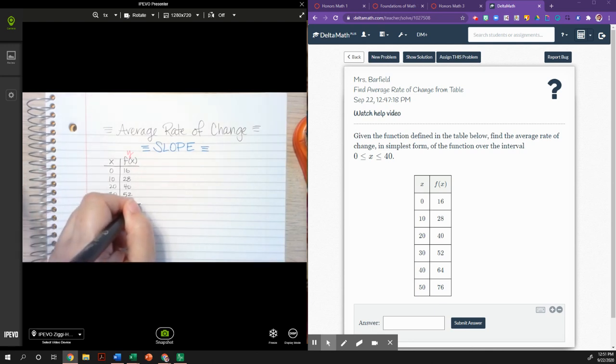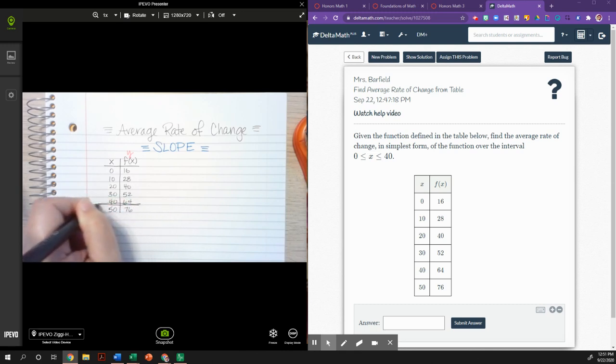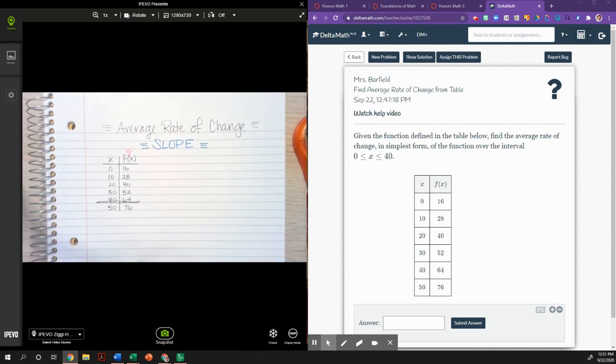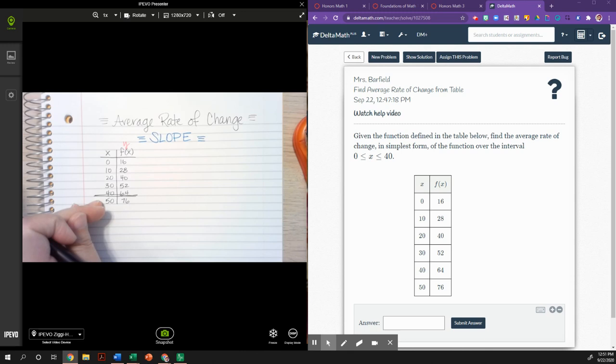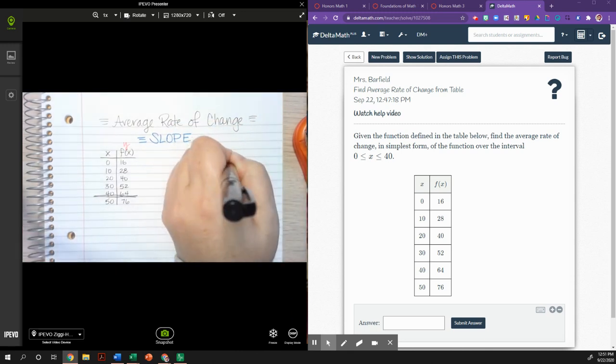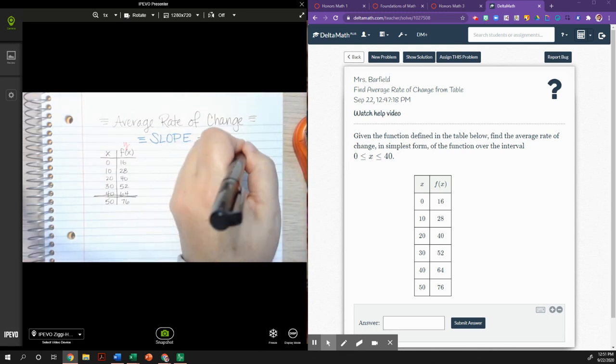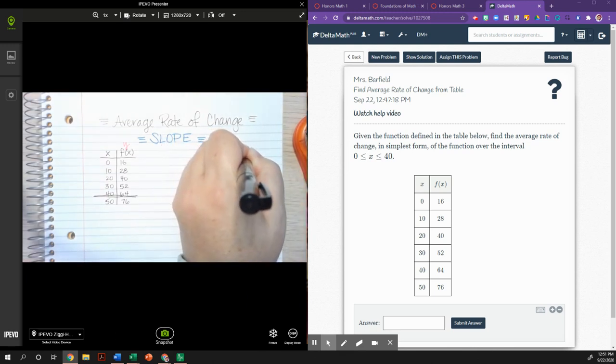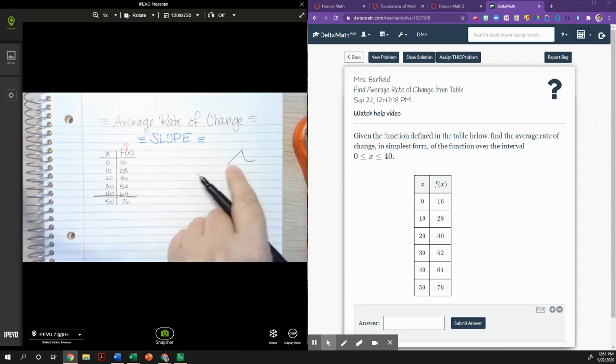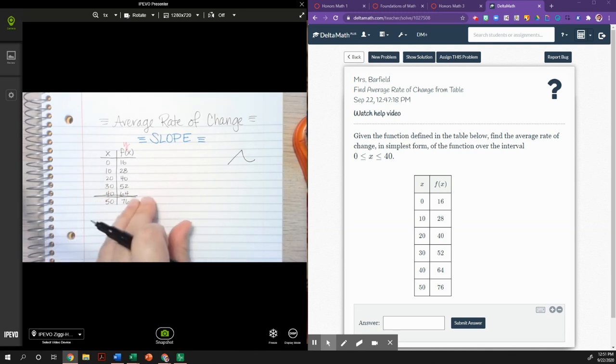So that means for whatever reason, they don't want us to look past this point. It may be because when I get to this point, the graph is going to change. What do I mean by that? Maybe from 0 to 40 I've got a straight line, but once I get to 50, I start to create a curve, and the picture takes on a new shape. So for our purposes, they just don't want us to look at this one.